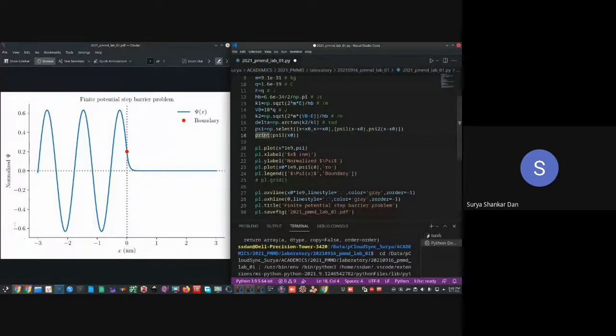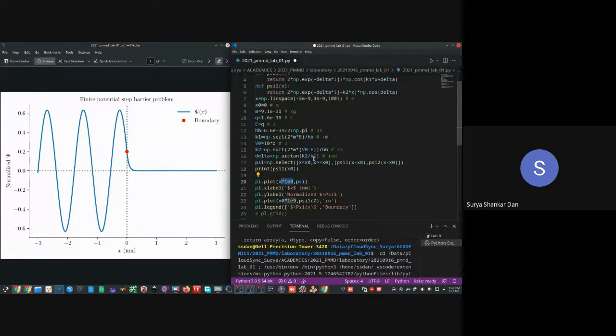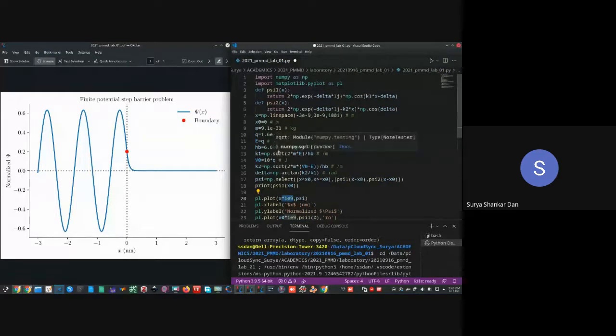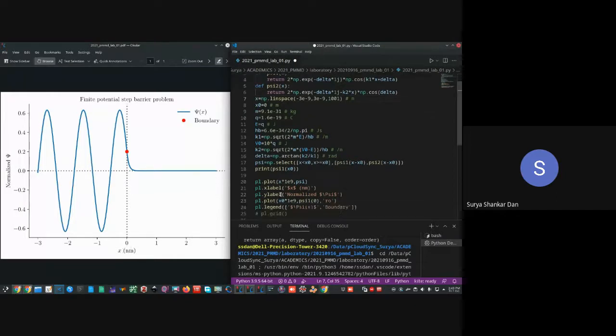Now when I'm plotting on the x-axis, I have provided x into 10 power 9. The reason is obvious, because we have chosen x in units of meters, so it would be minus 3 10 power minus 9 and so on. Instead of that, let us make it much simpler. I have just used the unit nanometers in the x label. If you notice here in line number 21, I have put the x label in nanometers.